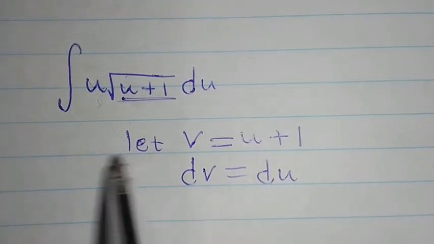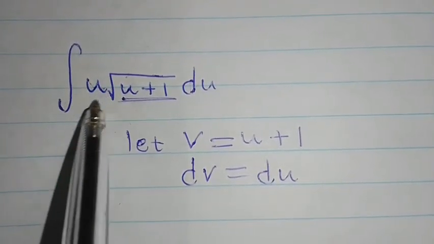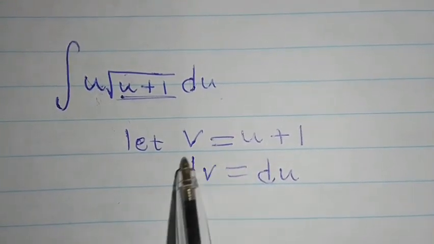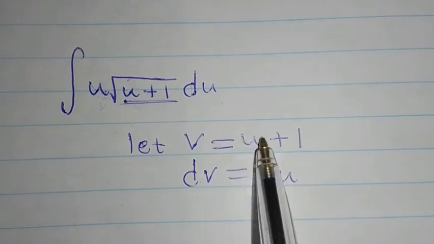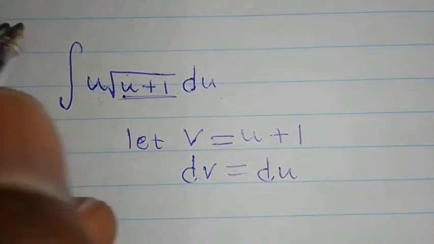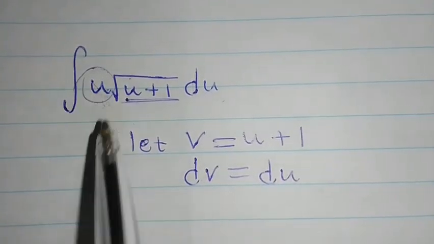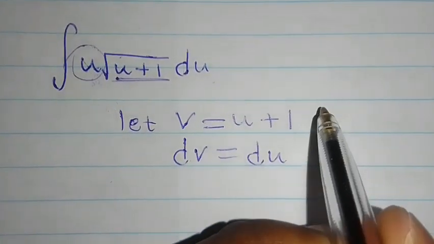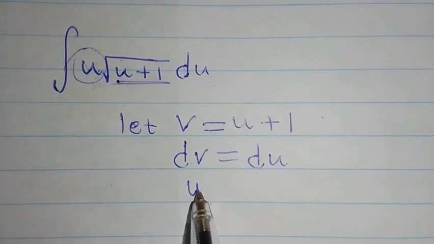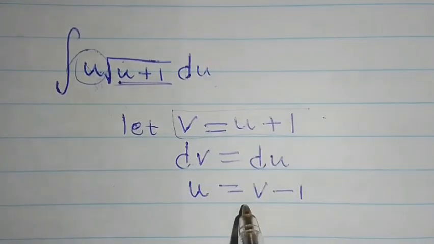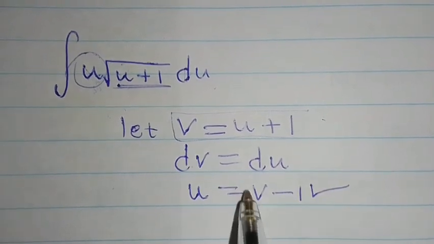But now we have a problem. Now we have a problem with this u out there. Remember, we're changing our integral to be with respect to v. That means that we must solve for u. Since we have the u outside, we must account for that. If v equals u plus 1, that means that u is equal to v minus 1. If you solve for u here, you'll get that u is equal to v minus 1.